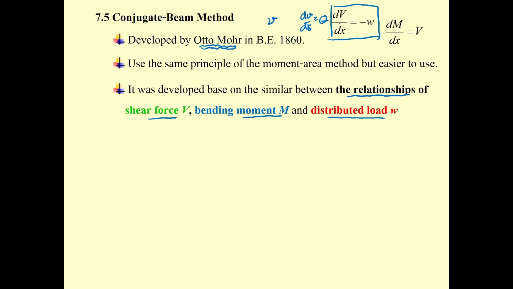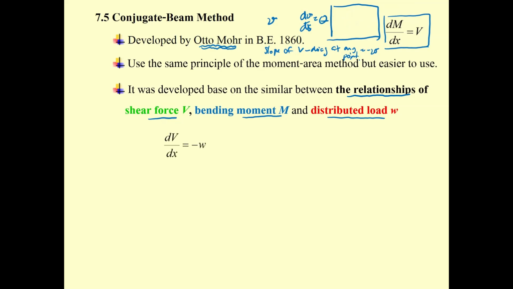This is the slope of the shear diagram. The slope of the shear diagram at any point equals the negative of the distributed load. Then we have the second one: the slope of the moment diagram at any point equals the shear force at that point. We use this in the drawing of the shear diagram and moment diagram by using the graphical method.